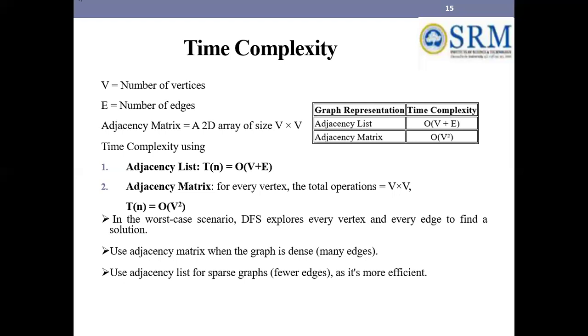Use an adjacency matrix when the graph is dense, with many edges. So if the graph contains a large number of edges, we can go for an adjacency matrix. If the graph is sparse, or it has only fewer edges, an adjacency list is efficient. That takes only order of V plus E time complexity.